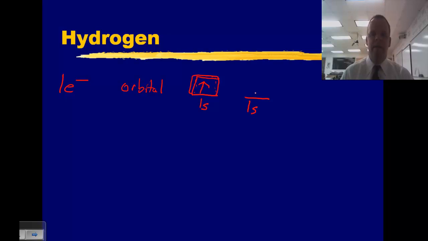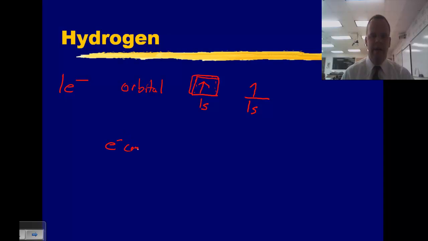You'll see me more commonly, rather than writing boxes, write it this way. And actually I only write half arrows instead of full arrows. Now it doesn't matter which one you choose to do. I think the half arrows is a good reminder to myself that there are only 2 electrons available in an orbital. So once you have a full arrow, the orbital is full.